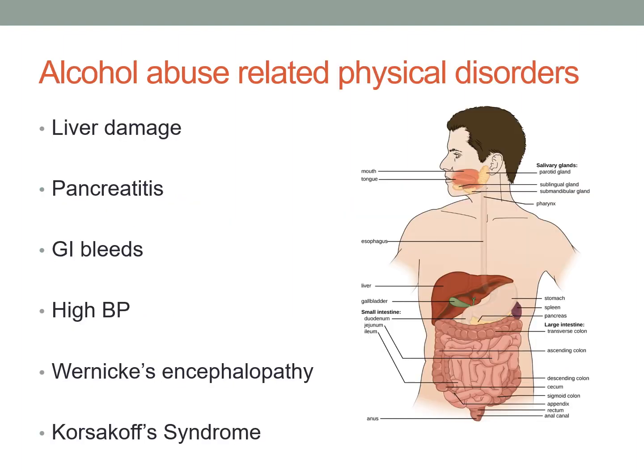These are the associated physical disorders from alcohol abuse: liver damage, pancreatitis, GI bleeds, high blood pressure, Wernicke's encephalopathy, Korsakoff syndrome. The bottom two are a result of severe thiamine deficiency.